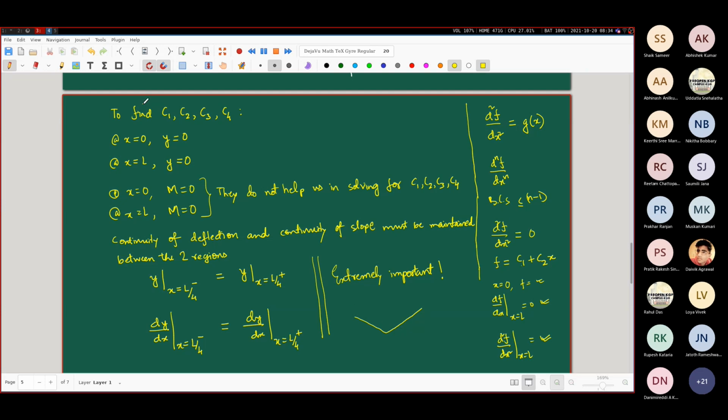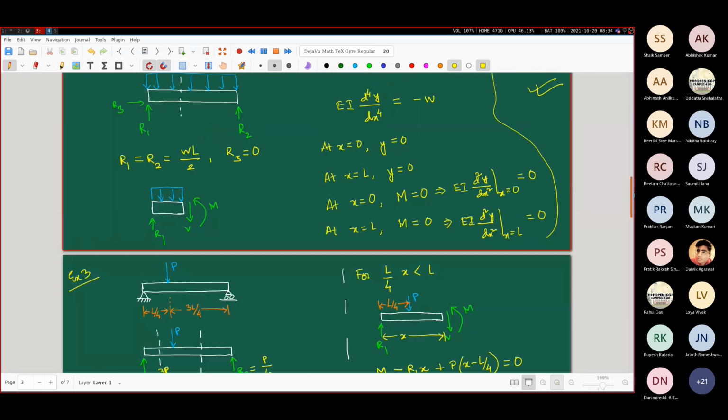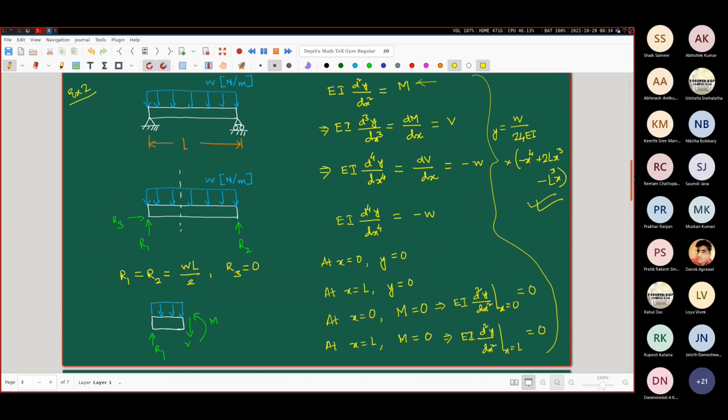All right. Excuse me, sir. So at x equal to 0 and x equal to L, m is equal to 0. In the previous problem, the second problem, why is it working? Second problem, this one. Yes, sir. Why is it working here?